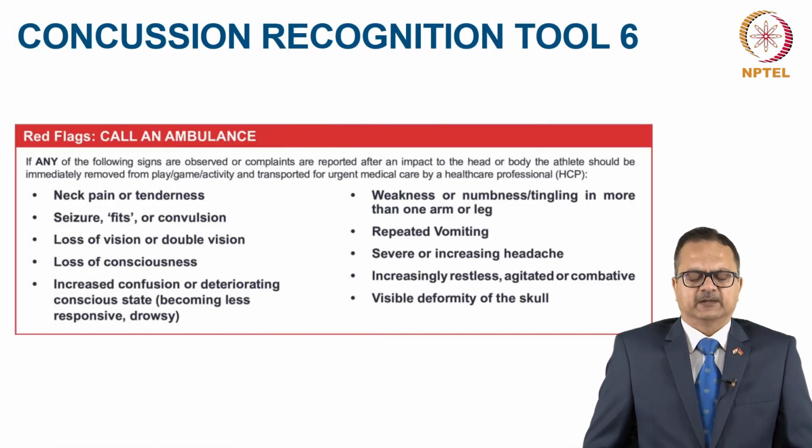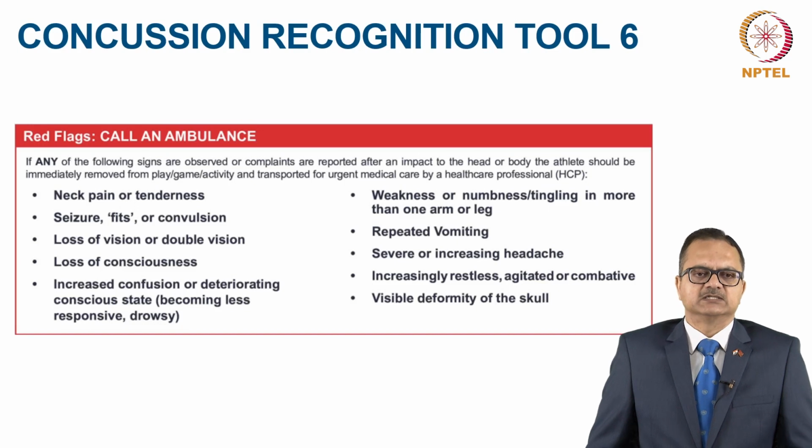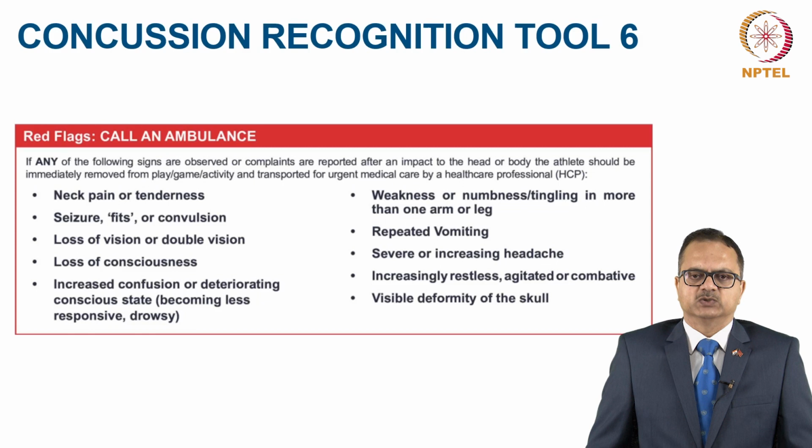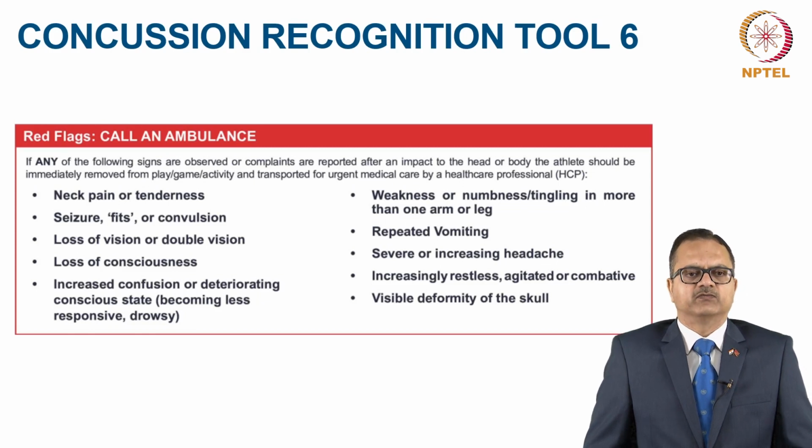So how does it look? When you look at the CRT-6, the first thing you will see is something called a red flag or call an ambulance. If any of the following signs are observed or complaints are reported after an impact to the head or body, the athlete should be immediately removed from play and transported for urgent medical care by a healthcare professional.